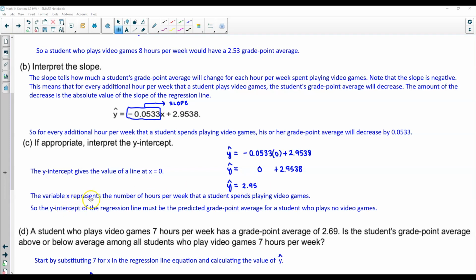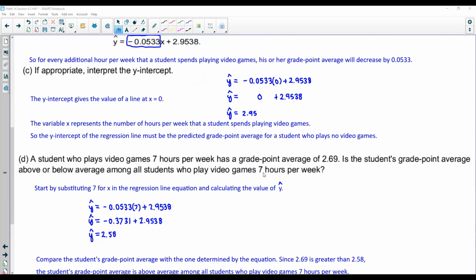So the variable x represents the number of hours per week that a student spends playing video games. So the y-intercept of the regression line must be the predicted grade point average for a student who plays no video games.